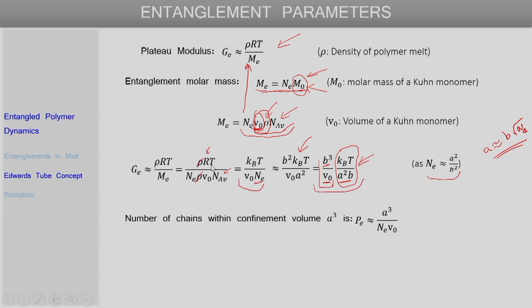Next, one last concept or parameter related to the entanglement is what is called the number of chains within a given confinement volume.